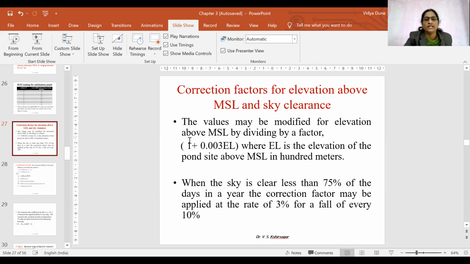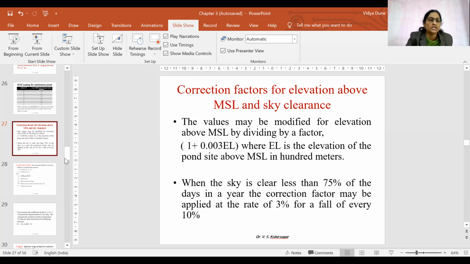So you need to apply this formula for the first correction. And if anything is mentioned in respect of sky clearance in your problem, then you need to apply the second correction factor also. But here it is not mentioned, so we will go for only one correction, and that correction is in respect of mean sea level. How can we go for the correction factor? 1 plus 0.003 EL. What is meant by EL? EL is the elevation of the pond site above mean sea level.